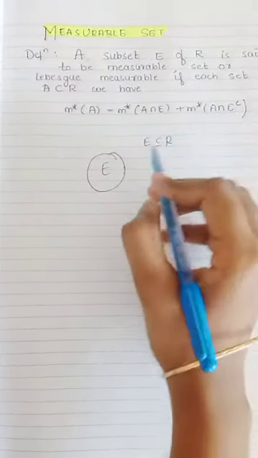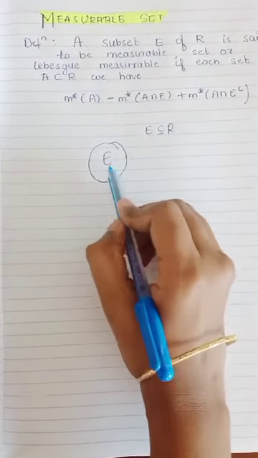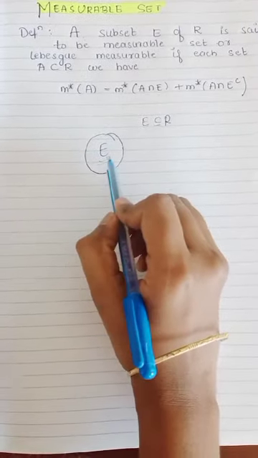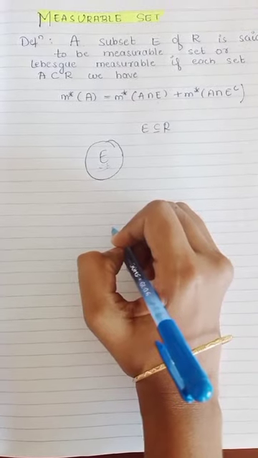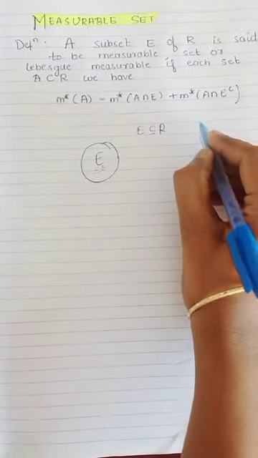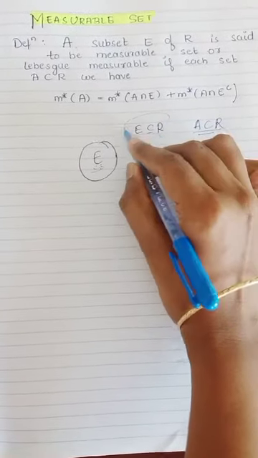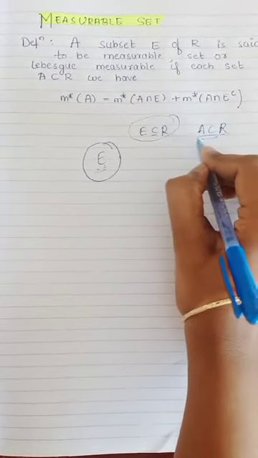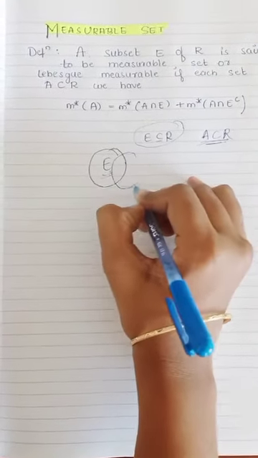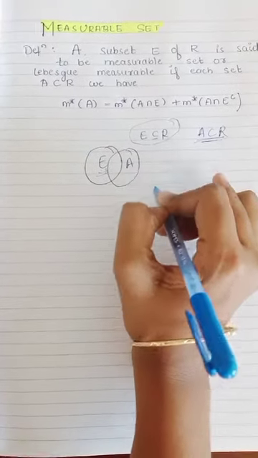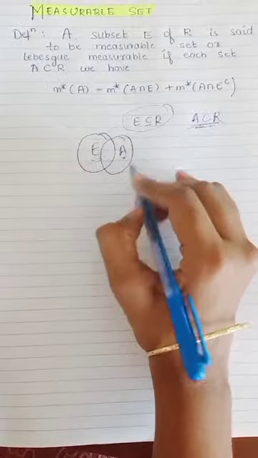What it means is that if you want to check whether any given set is measurable or not, this E is your subset of R, and we have to check whether this is measurable or not. For that, you have to take another set A, which is a subset of R. To check this, you have to take another set A such that A is divided into two parts. We have to take a subset of R and divide this A in two parts.